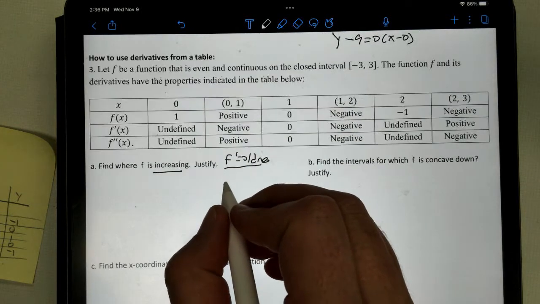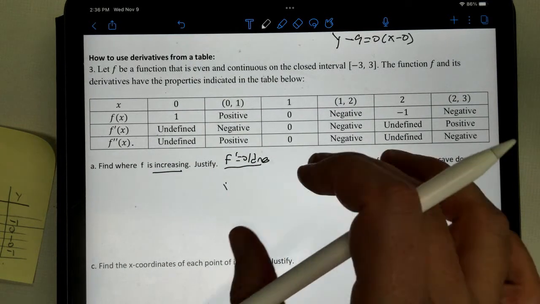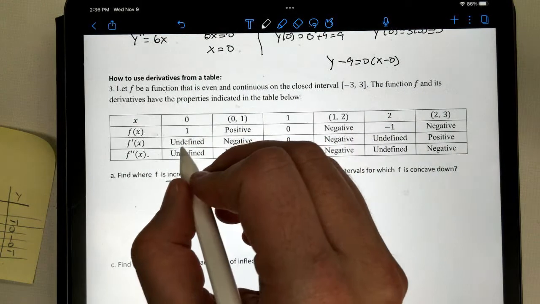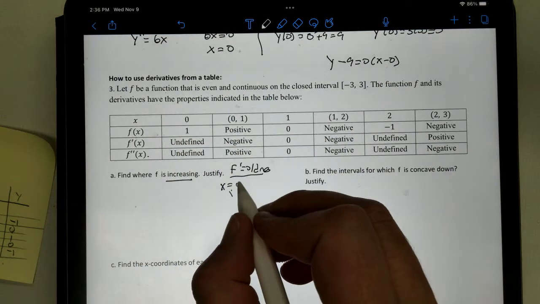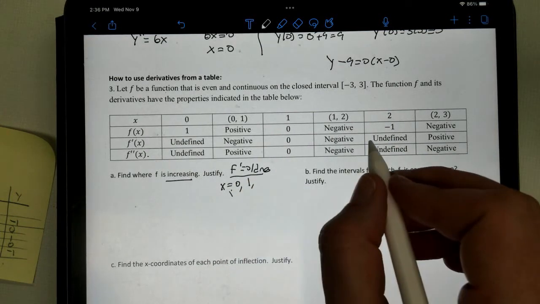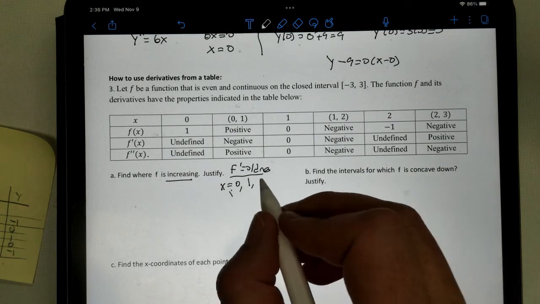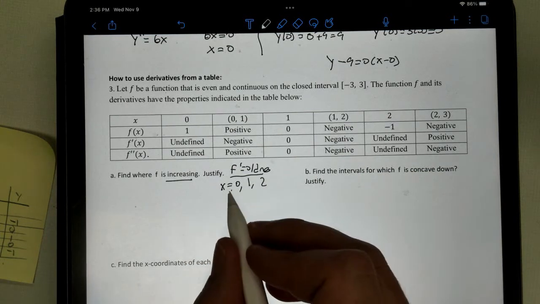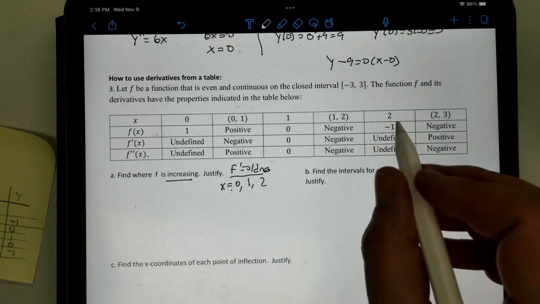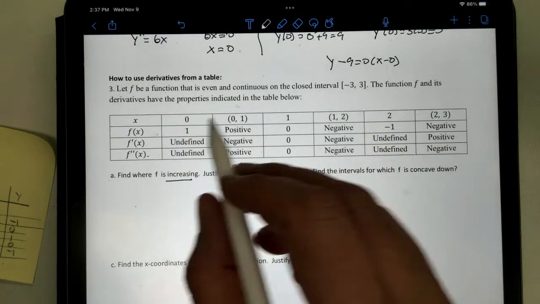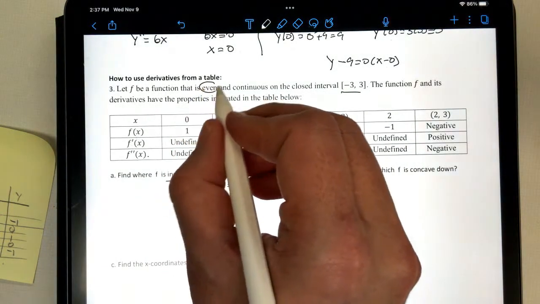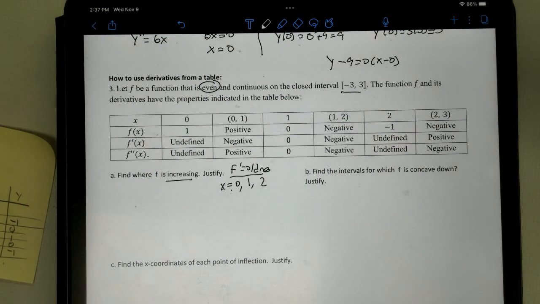And I can get that from here pretty easily. Now, the derivative at 0 is undefined, so 0 is going to work. At 1 the derivative is 0, and at 2 the derivative is undefined. Now you've got to be careful. Notice we're only told everything from 0 to 3, but our domain goes from -3 to 3. But they tell us that the function there is even.